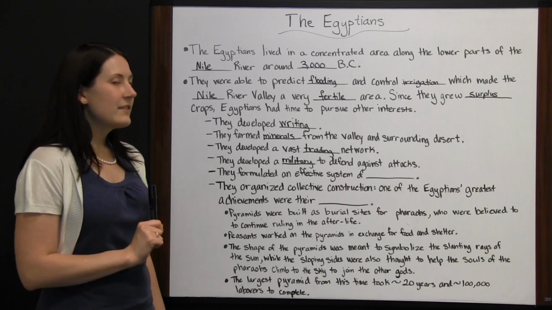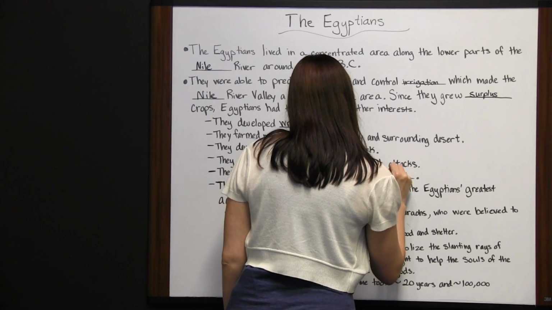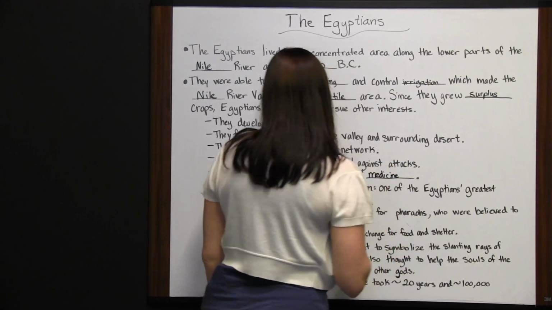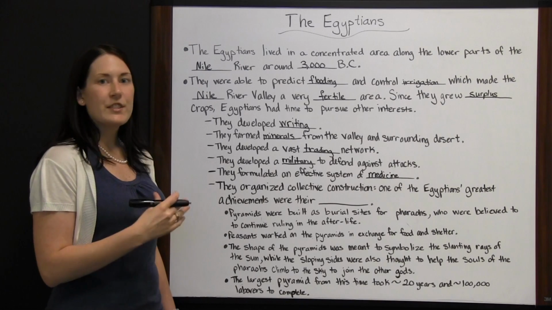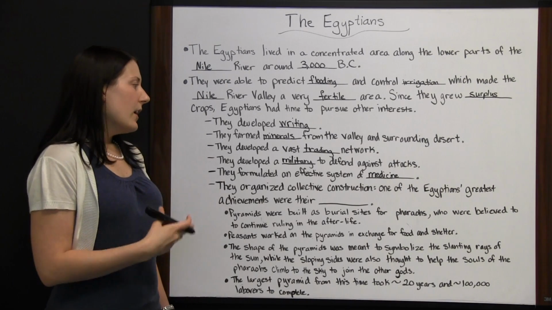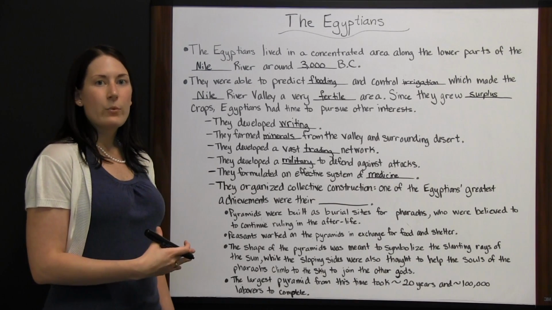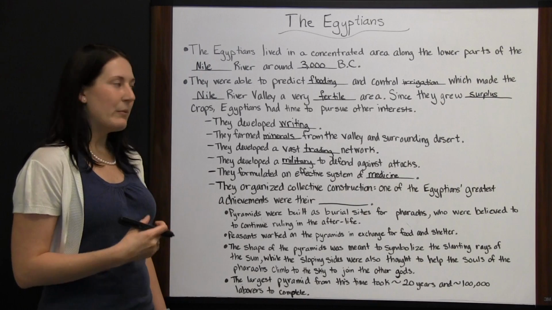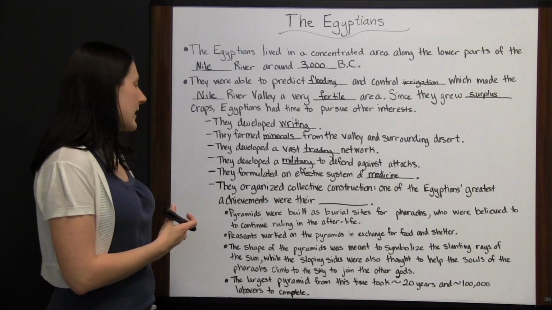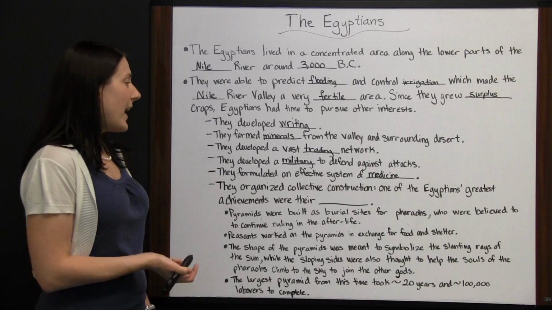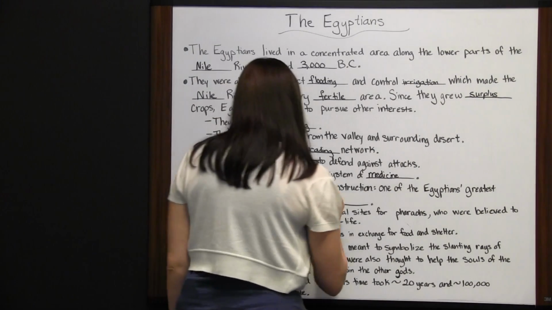They formulated an effective system of medicine. So they were able to record symptoms and say, oh, this looks similar to when this other person was sick. This is what we gave them and it made it better. This person doesn't look like they're getting better. They may have this much time to live. This person has a wound. If we put this medicine and wrap it up, it will get better. So they had an effective system of medicine. They organized collective construction. In fact, one of the Egyptians' greatest achievements were their pyramids.